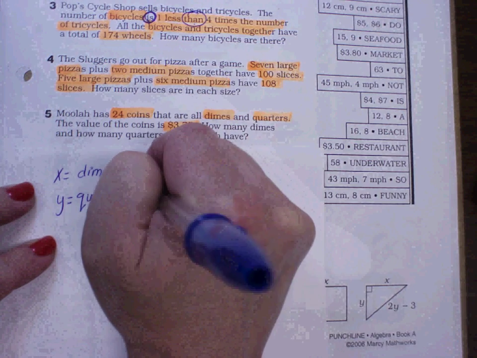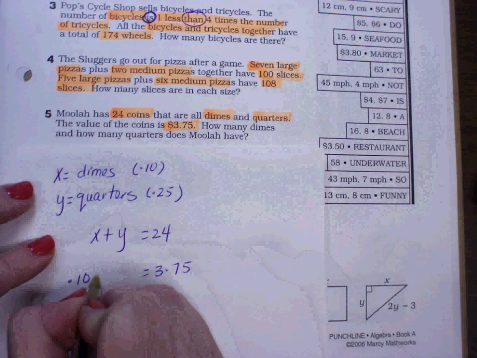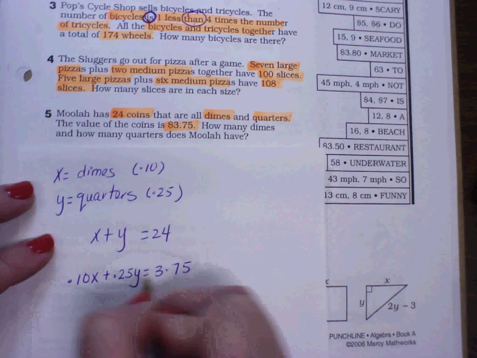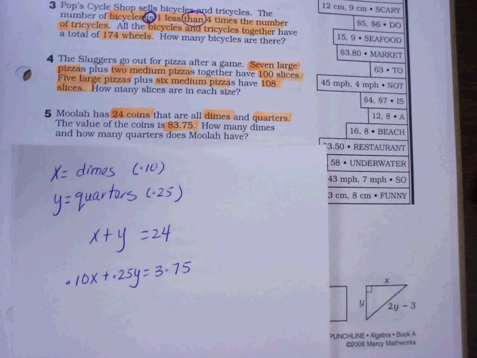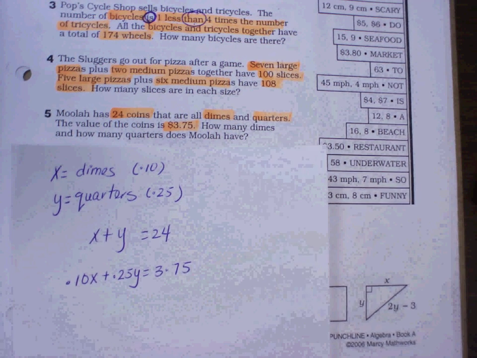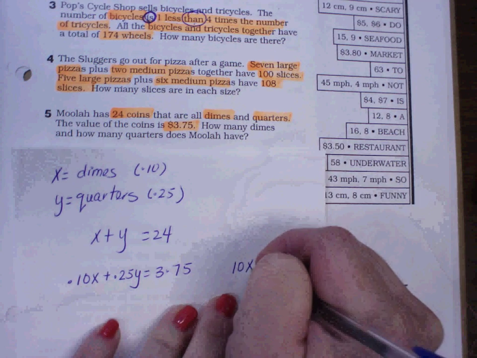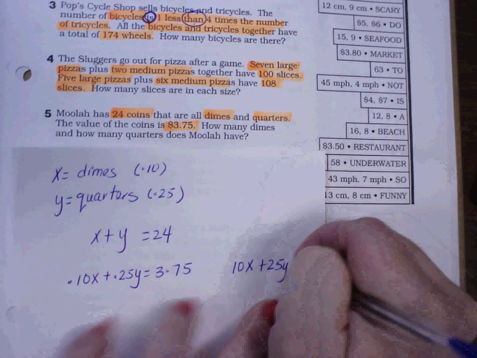So it would be 0.10x plus 0.25y. Now, if you're going to do 10 and 25, then it needs to be 375. Does that make sense? Because then you're doing pennies. If you're going to do 10x, I'm going to write it again. You can do 10x and 25y if you don't want to deal with decimals, but then it's not 3.75, it's 375.